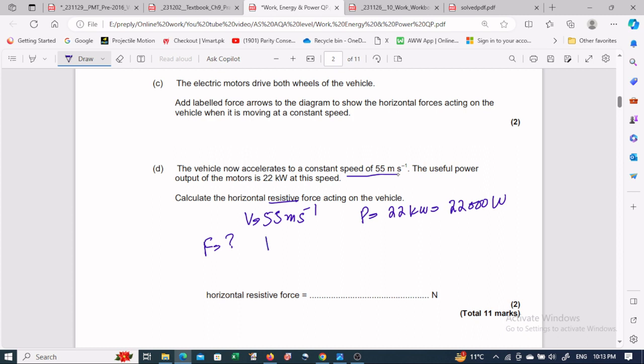So we use the formula P equals FV. That is the equation for power. Power is equal to force multiplied by the speed. So to find the resistive force, we have to divide the power by the speed. So power is 20,000 watt divided by speed, which is 55 meter per second. Now we just divide and we get the answer, that is the forward force equal to 400 newton.